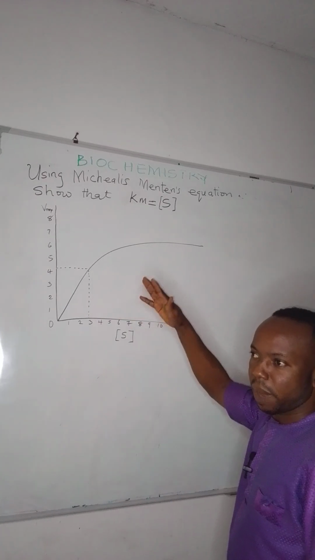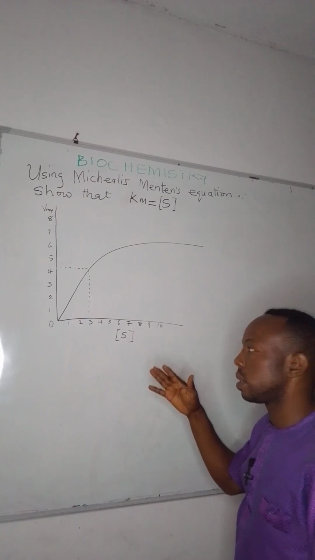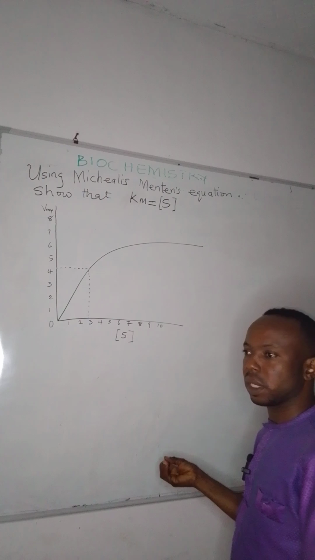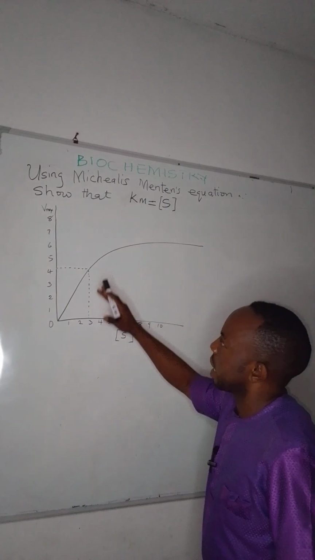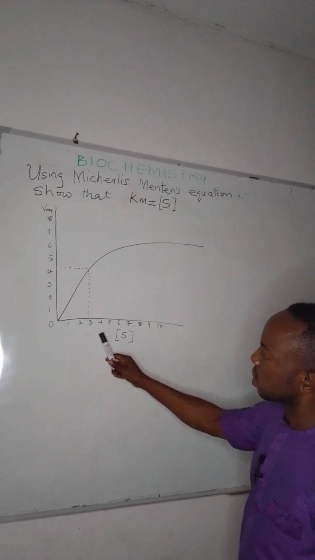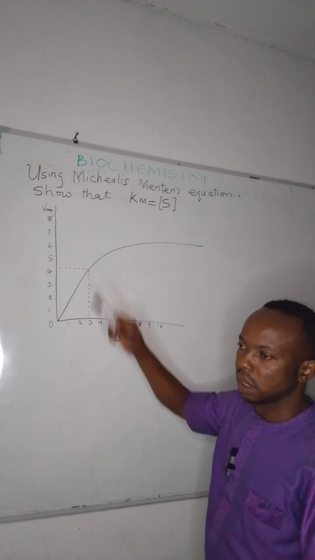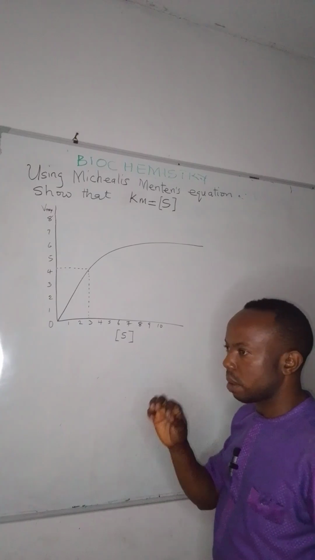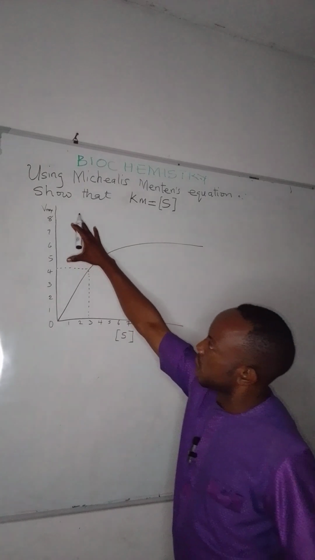That means Vmax is that particular spot at which there will be no increase in rate of chemical reaction, even though substrate is increased. Now, the concentration of substrate that will give half of the velocity maximum, that is half of Vmax, is known as the Michaelis-Menten constant. That's Michaelis constant, Km. Now, this graph will explain better.